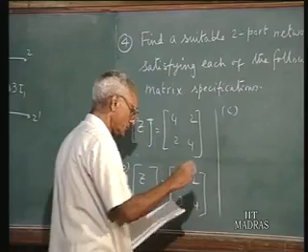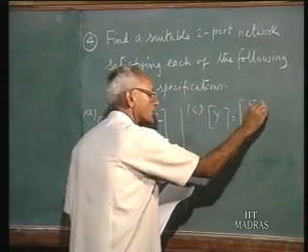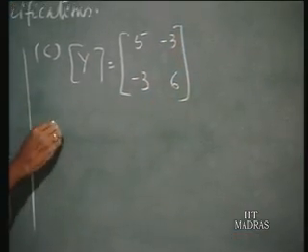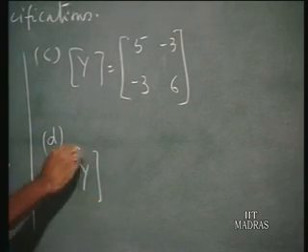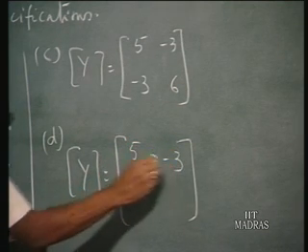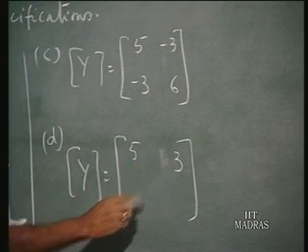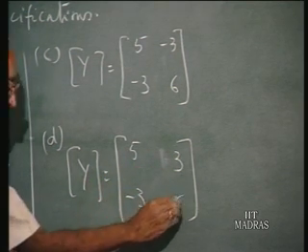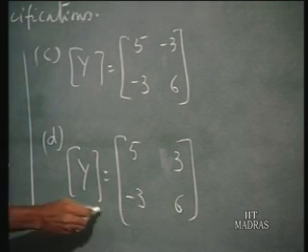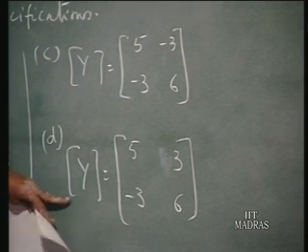C, the Y matrix for this is 5, minus 3, minus 3, 6. D, Y matrix for this is 5, minus 3, let us make it plus 3, this is minus 3, again 6, again this violates the condition for reciprocity, therefore the network that you get here cannot be modeled using purely bilateral and reciprocal elements.